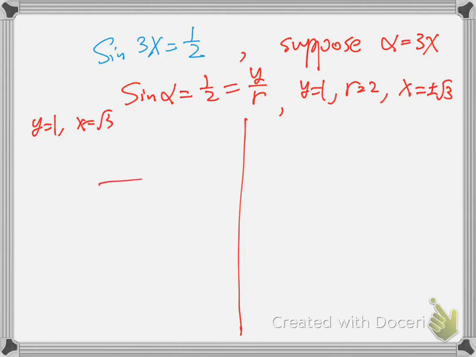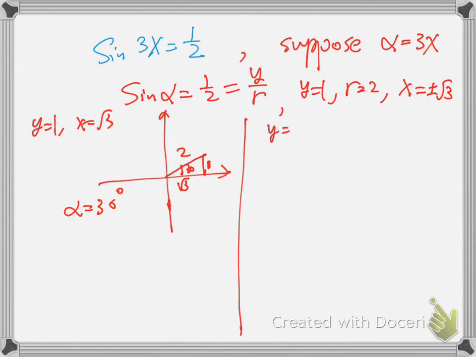So first case, y is 1, x is radical 3. Let's draw the picture. y is 1, x is radical 3. So this is radical 3, this is 1. So we have 30, right? So this is 30. Alpha is 30 degrees. So that's the first solution.